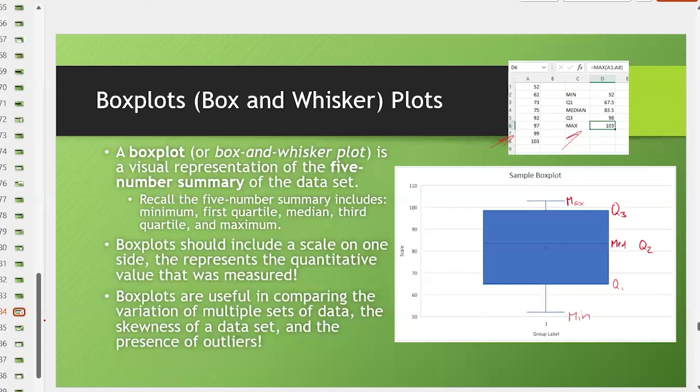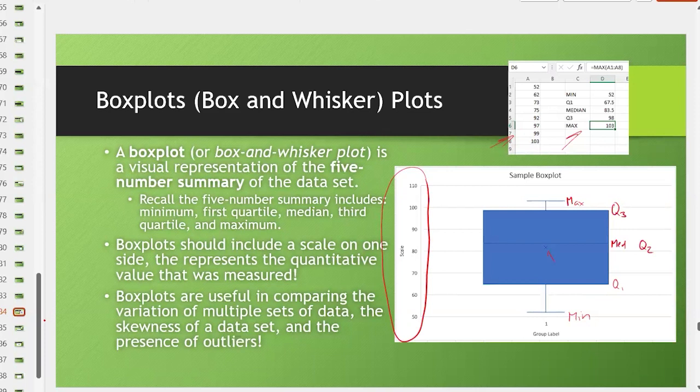Okay, you should have a scale on this side. There's going to be some type of measurement associated with what you're putting in the box plot, and so you would put that here. You might see these sometimes horizontally rather than vertically. Excel, I think, defaults to doing them vertically. And so these are kind of what they look like.